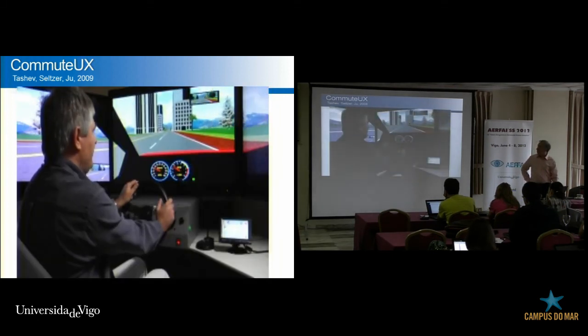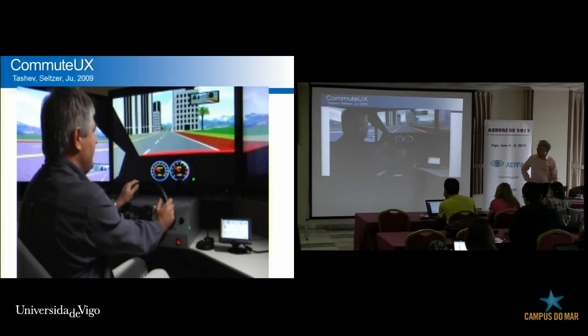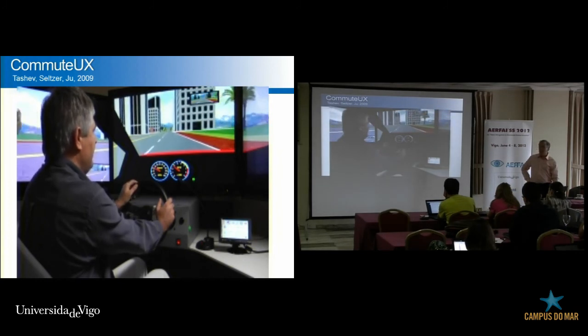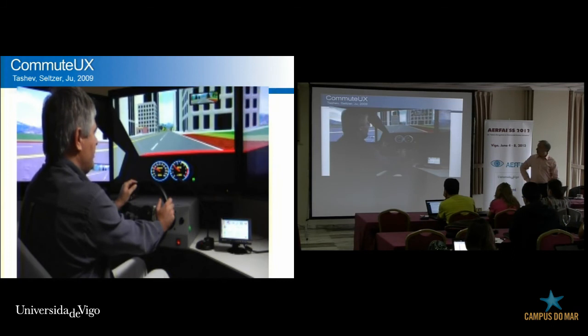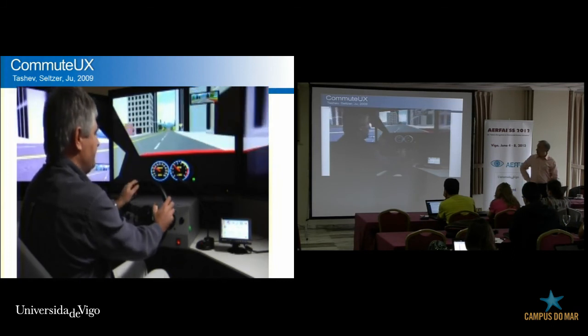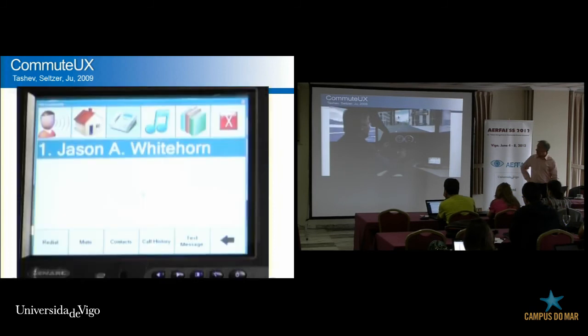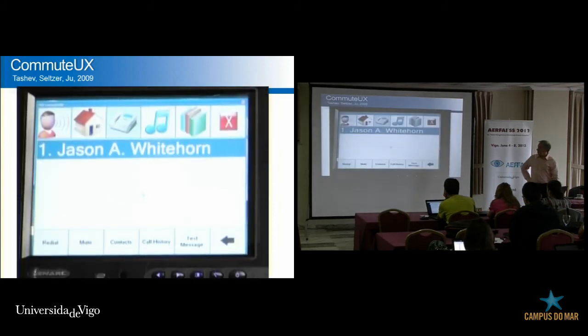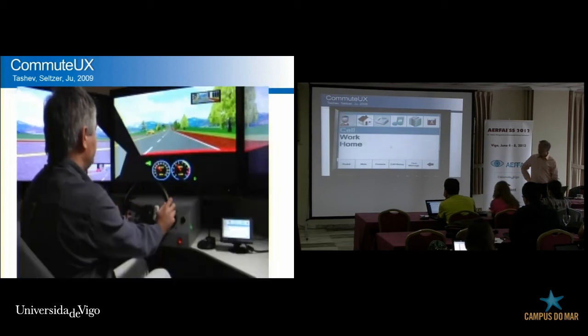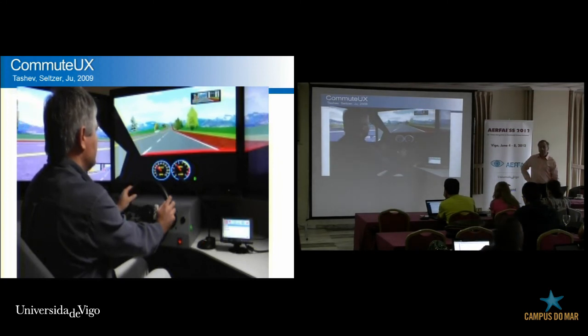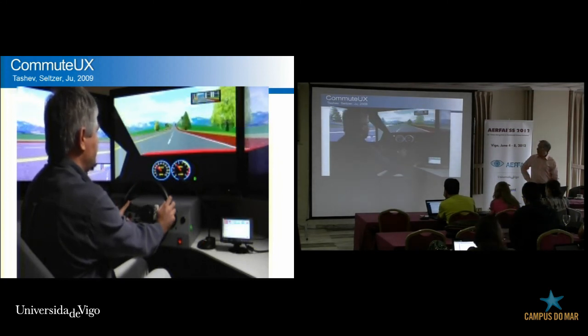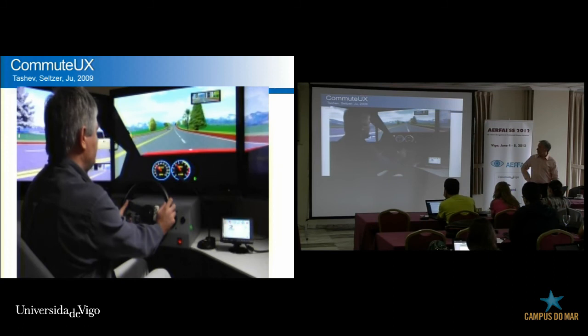Let's make some phone calls. My Bluetooth telephone is paired with the system, and the computer knows my address book, so I can ask directly by name. Call Jason Whitehorn. Calling Jason E. Whitehorn, say yes or no. Yes. Jason E. Whitehorn, do you want cell, work or home? Cell. Calling Jason E. Whitehorn at cell.